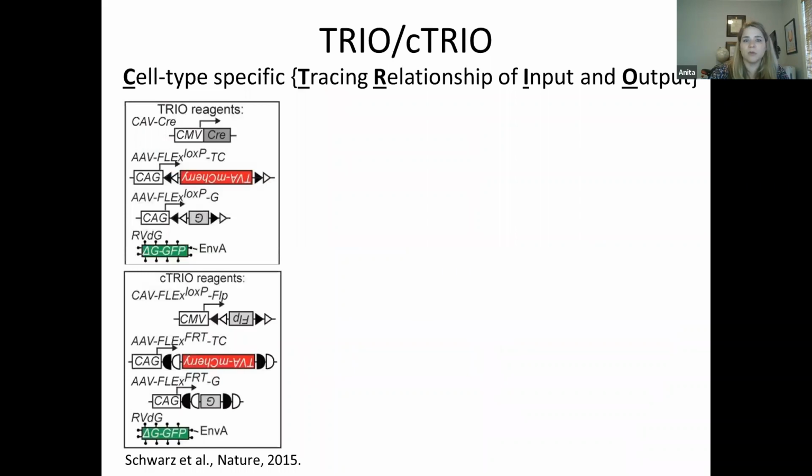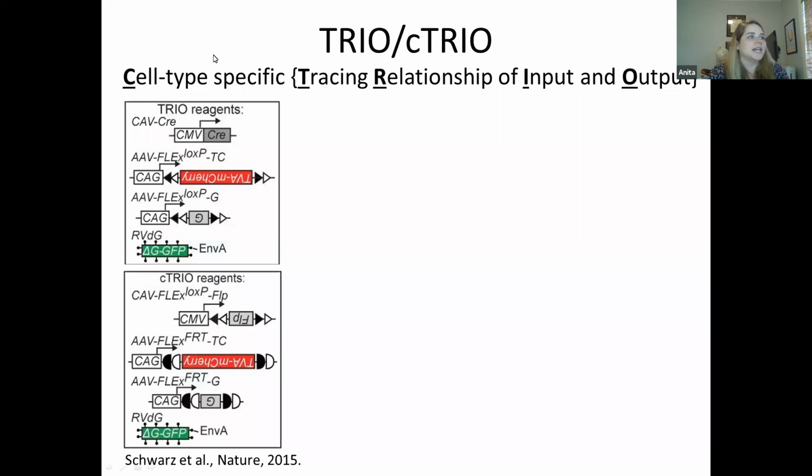And then there was a request for a discussion of C-TRIO. We'll talk a little bit about how the mechanisms work this time, in terms of the Flex constructs and how Cre recombinase can be used in combination with FLP. But just in terms of the tracing method, there's a tracing method called TRIO, tracing the relationship of input and output.